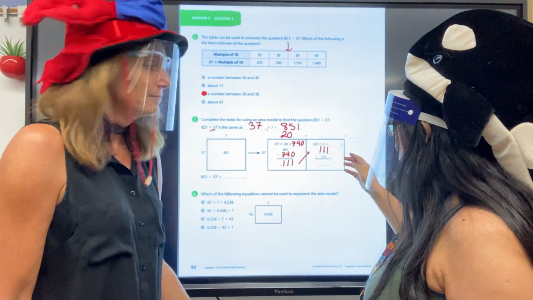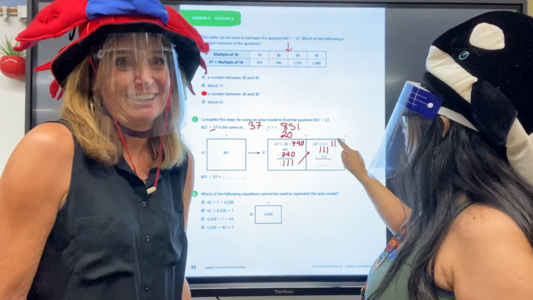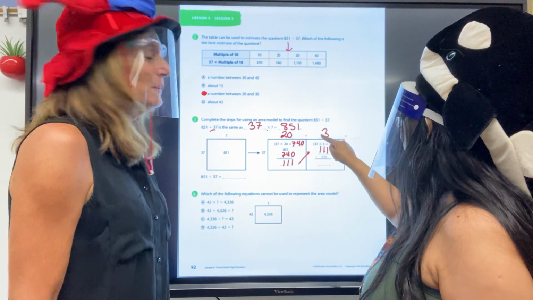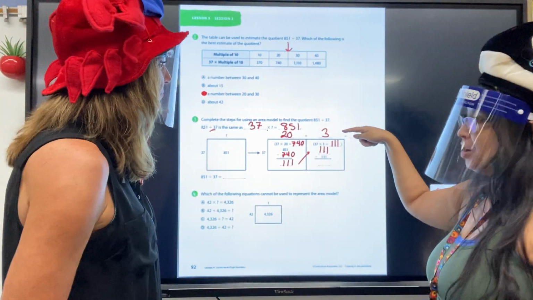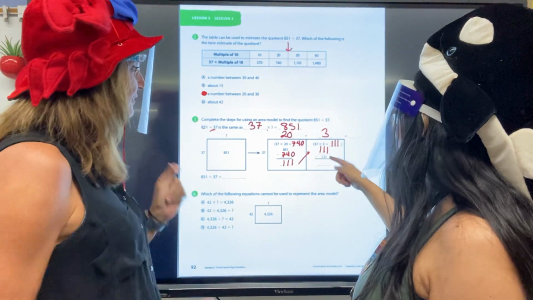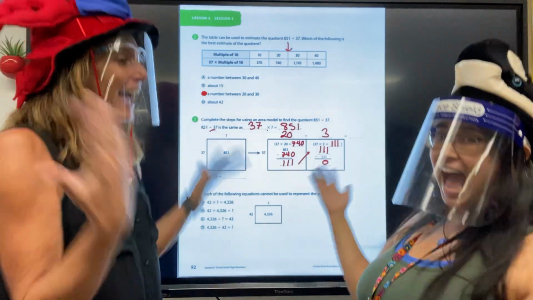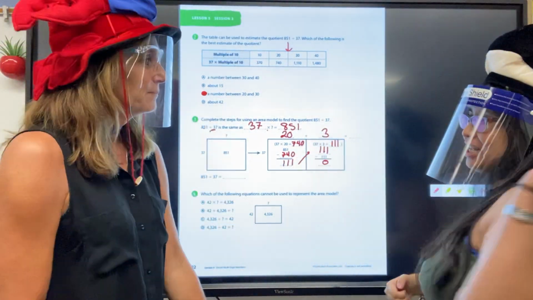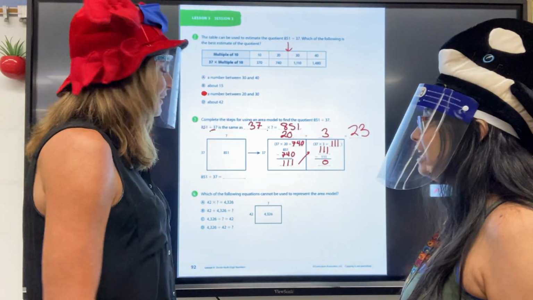37 times 3 equals, and we don't know, but I'm going to hazard a guess. It's 111. And that means my other partial quotient is 3. I subtract, and I know that's going to be 0. And then all we have to do is add 20 plus 3 equals 23.